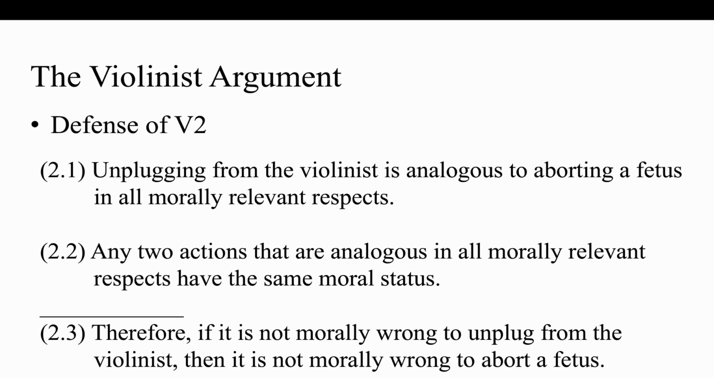The second premise says that any two actions that are analogous in all morally relevant respects have the same moral status. What that means is that if you have two cases that don't differ from one another in any morally relevant ways, then if one is right, so is the other, and if one is wrong, then so is the other. This is a treat like cases alike from a moral perspective principle. I mean, wouldn't it be weird if you had two exactly indiscernible cases of, let's say, killing, and you couldn't see any difference between them, but for some reason it turned out that one is right and one is wrong?